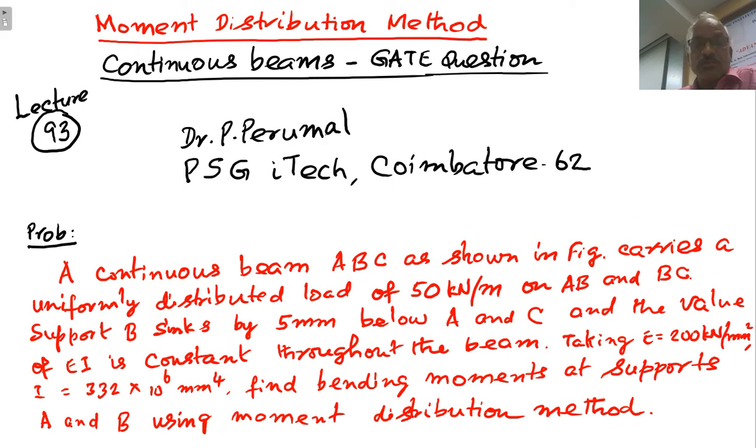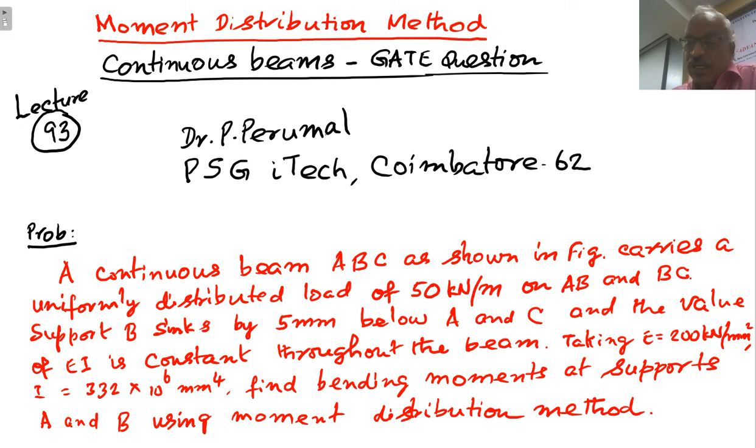Now again in continuous beams, let us start with a GATE problem. So this is again a GATE question. The problem here is a continuous beam ABC, that is a two-span continuous beam ABC, shown in figure. The figure carries a uniformly distributed load of 50 kilonewton per meter over the entire span AB and BC. Support B sinks by 5 mm. The support B alone settles down by 5 mm below A and C.